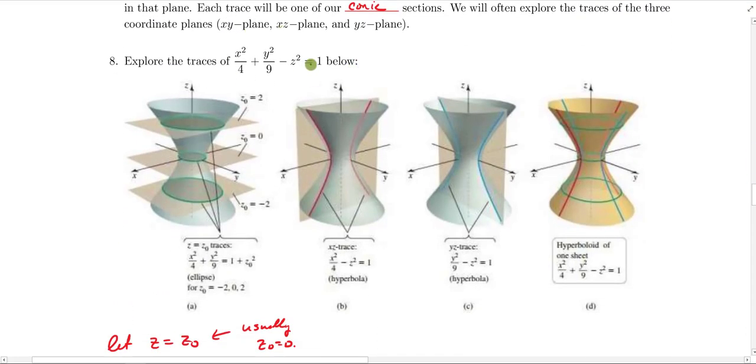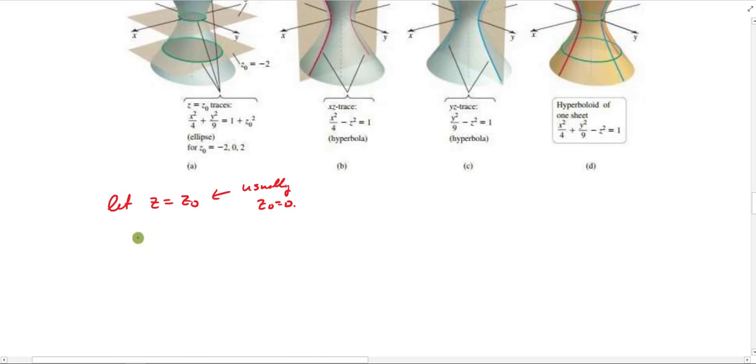So let's let z equal 0 in this equation. If we do that, we have x squared over 4 plus y squared over 9 is equal to 1. When we restrict ourselves to the plane where z equals 0, which means we're in the xy plane, what type of shape is this? This is where we needed our review of conic sections, because this is an ellipse, and since z is equal to 0, this is in the xy plane.